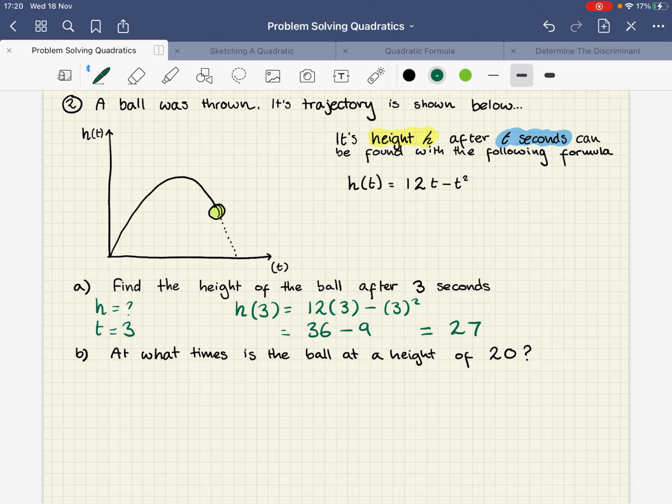Okay, so then on to part B. At what times is the ball at a height of 20? In this case, I know my height, which is 20, but the thing I don't know is t, and that's what it's asking me to find out. So taking my formula, where I've got that h(t), I'm going to have 20 equals 12t minus t squared.